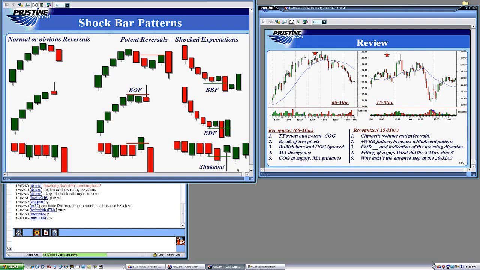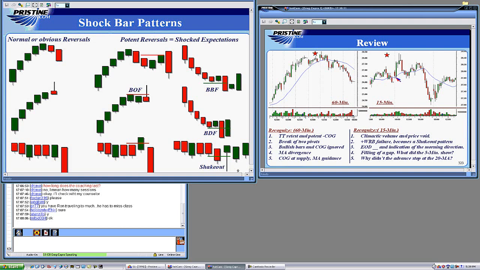Sharp move down creates a price void, and we get climactic volume at the low. And we looked at lots of wide range bars. Here was a wide range bar starting a move higher, and it came out of a consolidation. So we interpret that as igniting a move to the upside.